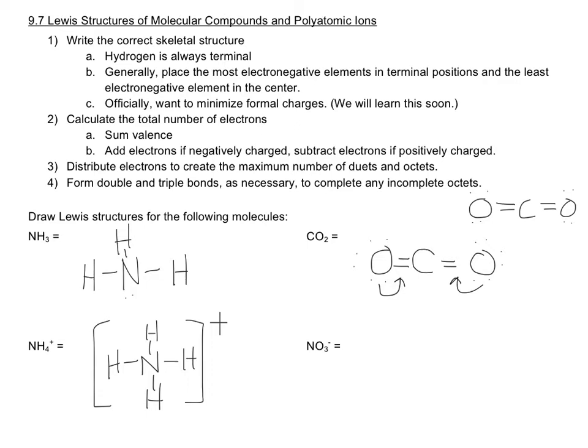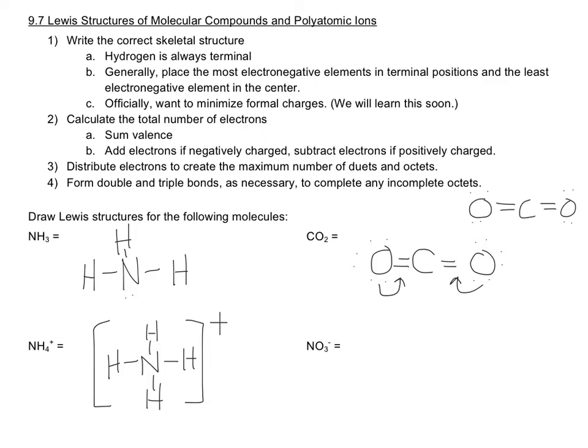All right, NO3 minus. So nitrogen, again, has 5 valence electrons. Oxygen has 6. There are 3 of them. That's 18. 18 plus 5 is 23. But we have a negative charge, and so that is going to add 1 more. So we have 24 total valence electrons.